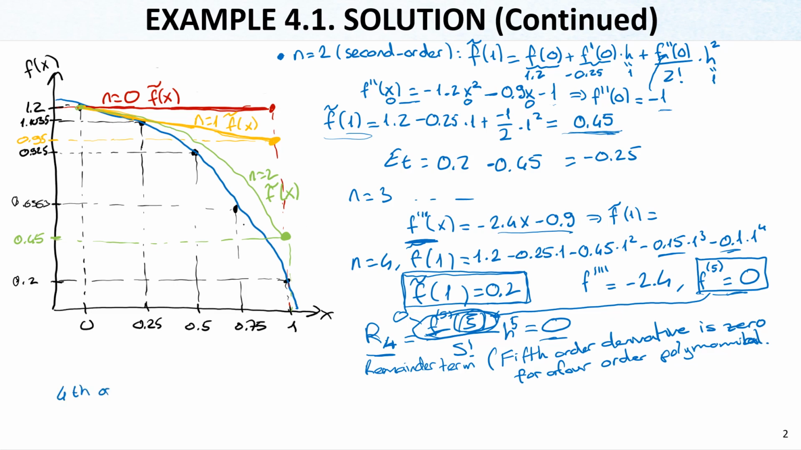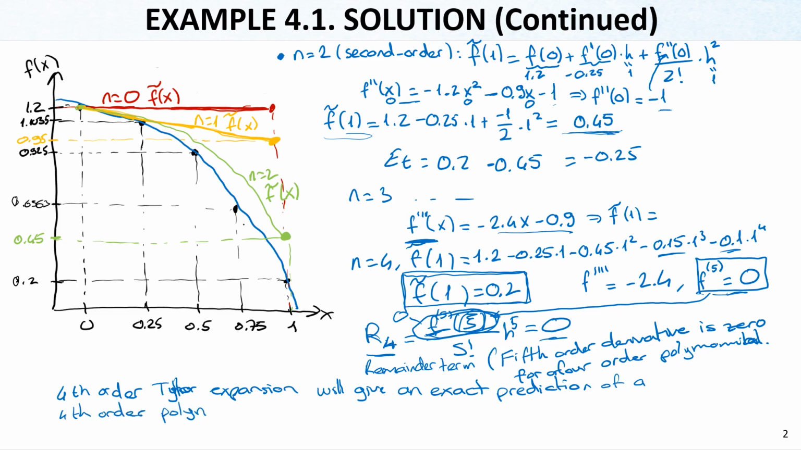Fourth order Taylor expansion will give an exact prediction of a fourth order polynomial. We can generalize this for an nth order polynomial. An nth order Taylor expansion will give an exact solution. And with this, we showed how the Taylor expansion can be used for predicting the values of a polynomial. And with this, we finish this example.